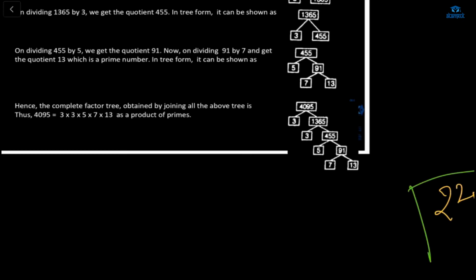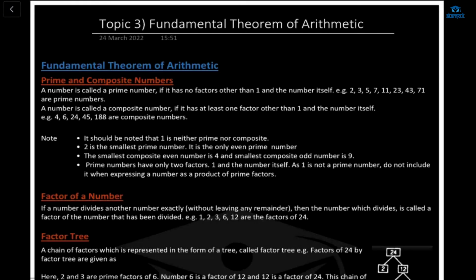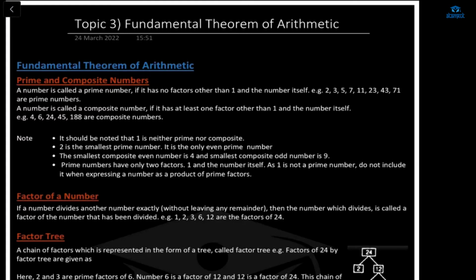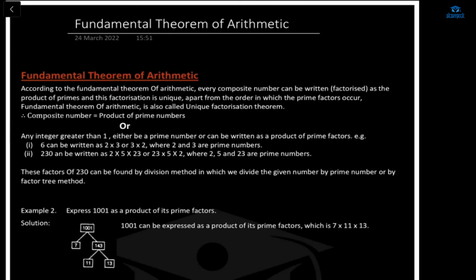Let's switch to the definition of the fundamental theorem of arithmetic. It is mentioned there. Now what does the fundamental theorem of arithmetic state? According to the fundamental theorem of arithmetic, every composite number can be written, or factorized, as a product of primes, and this factorization is unique.